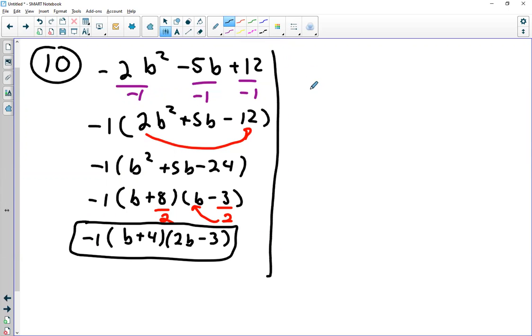So if you have a negative in front, take out a negative. If you don't have a negative in front, you could do it normally, but you should always check before you ever do a problem to see if you could take something out in common. So this is number 8. There isn't anything. You don't really need to do the negative.